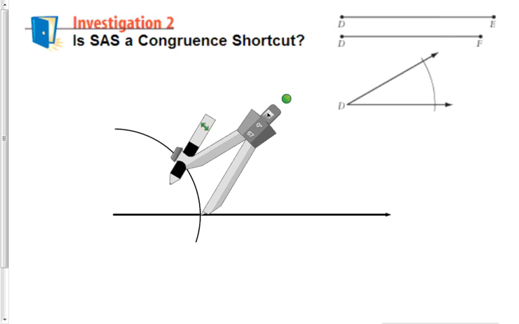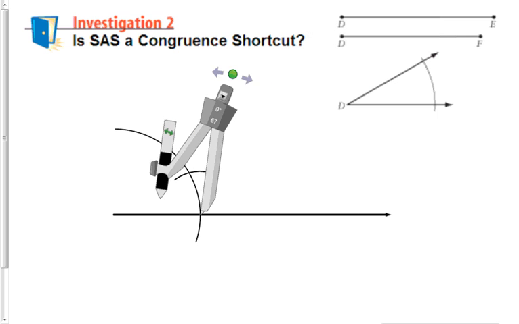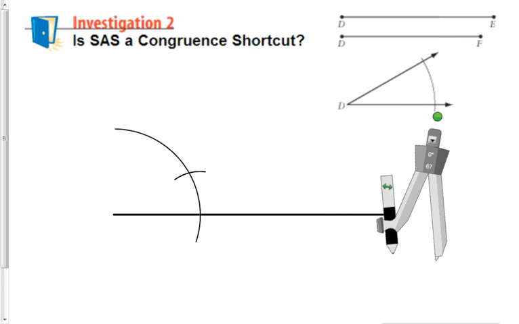I'm going to come over here, put my compass there, and strike that arc. Now I can draw in the second ray of angle D. So I know that this is D.